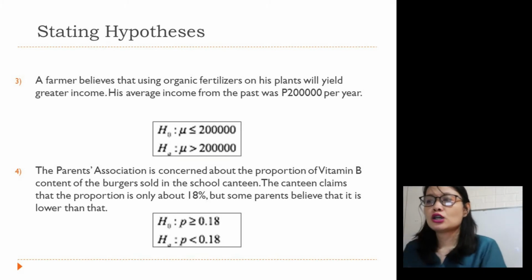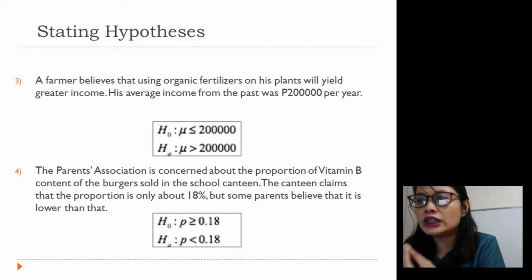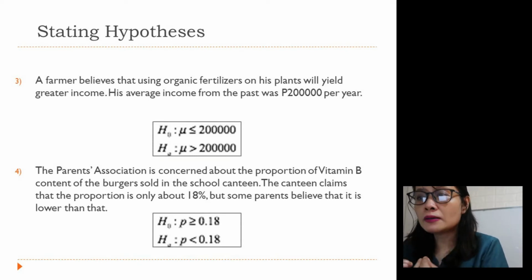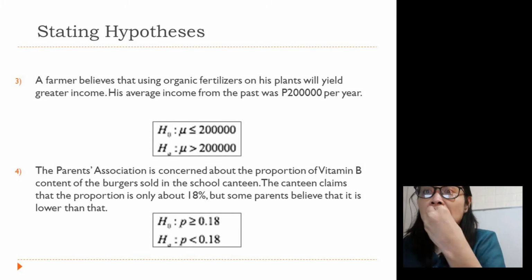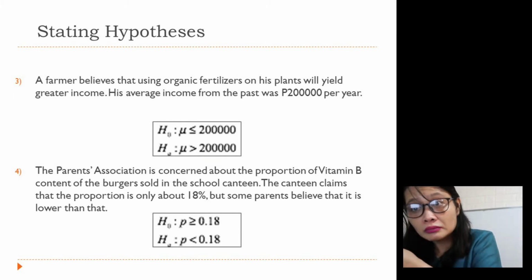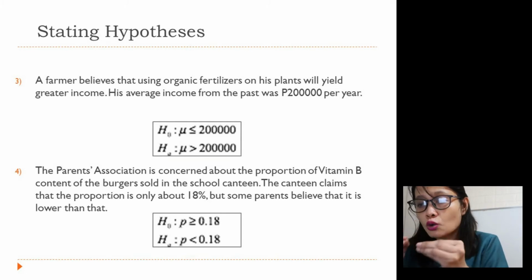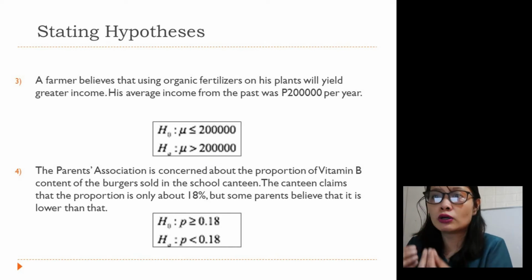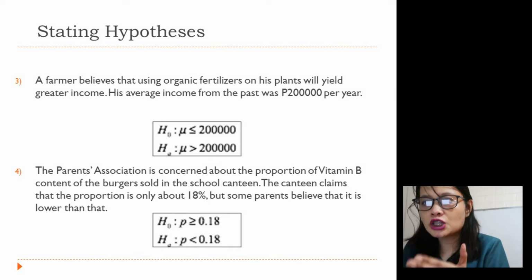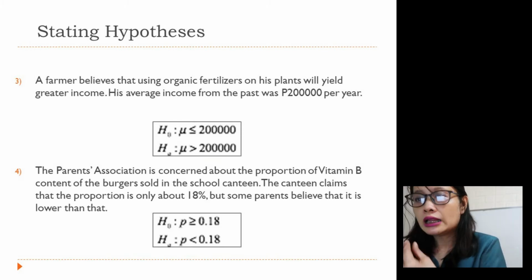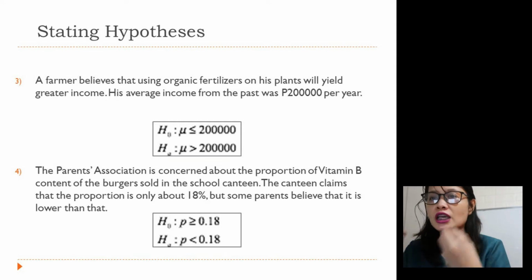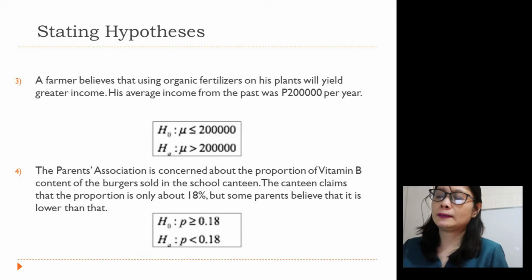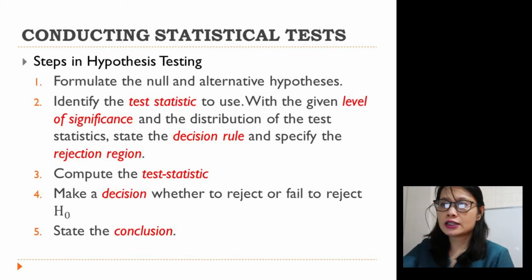So in here, the canteen claims that the proportion is only about 18%. But some parents believe that it is lower than that. So pwedeng the proportion is greater than equal to 18 or pwede namang 18, the proportion is equal to 18, or pwede namang lower than 18. So your HO will be P, population proportion, is greater than equal to 18. That is your null hypothesis. And then your HA or your alternative hypothesis, that will be P less than 0.18. Okay, again, people, when we say alternative hypothesis, it's the prediction of what will happen of the researcher. Okay, so it's in conducting statistical test.